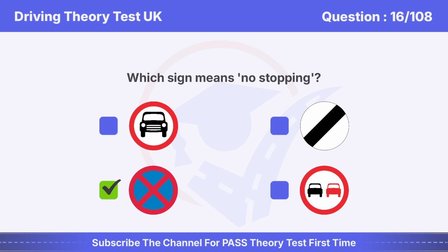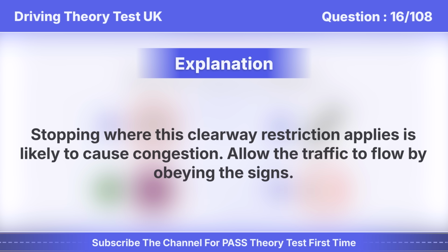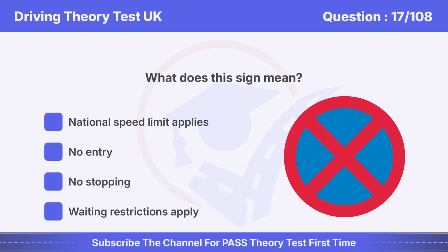Answer is C. Stopping where this clearway restriction applies is likely to cause congestion. Allow the traffic to flow by obeying the signs. Question 17. What does this sign mean?